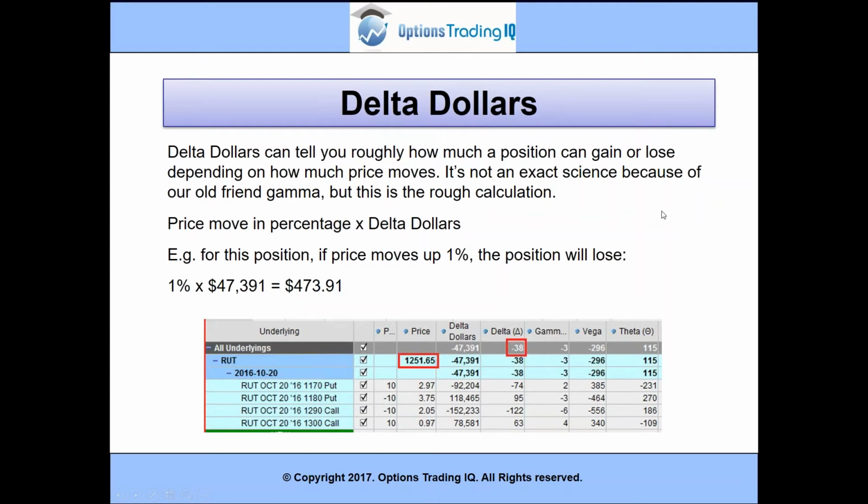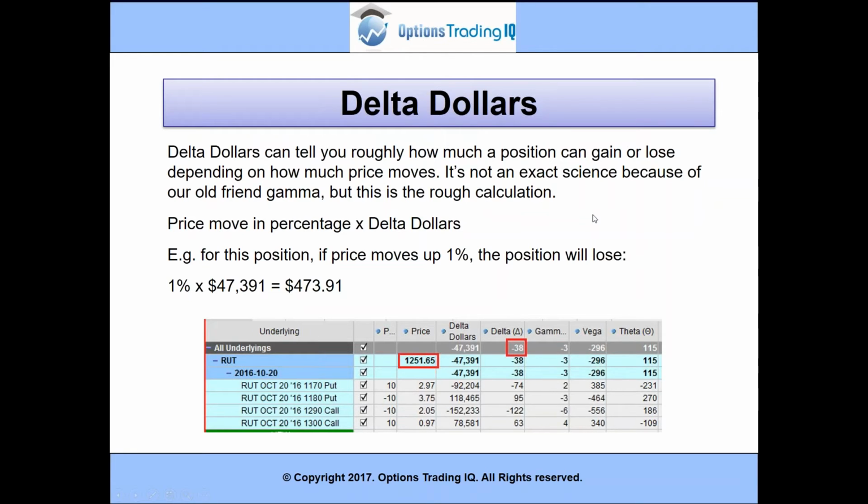With this position, if the market continues to move up, gamma is going to affect the portfolio as well. Our delta is going to get shorter and shorter. The change in the delta is going to accelerate. We're going to go from negative 38 to negative 50 really quickly if the market goes up. Hopefully that makes sense.